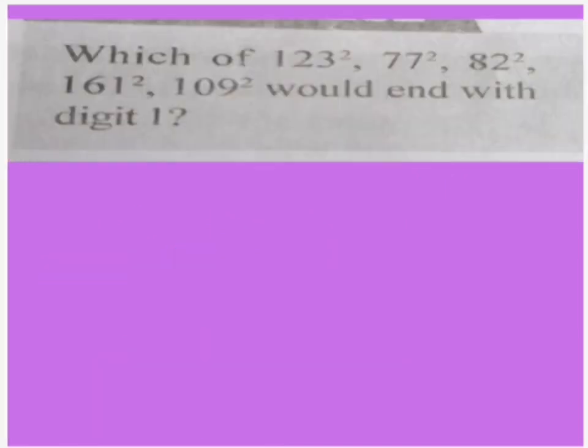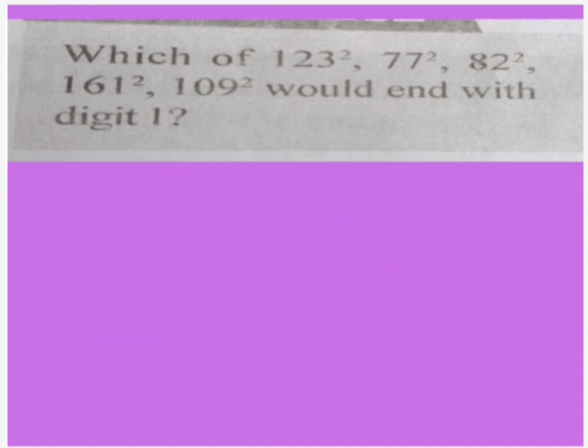So that is the next question. Which of 123 square, 77 square, 82 square, 161 square, 109 square would end with digit 1? So that is the third property. Just recall, whenever you have 1 or 9 in the unit place of the number which you are squaring, then after squaring you will always get 1 in the end.